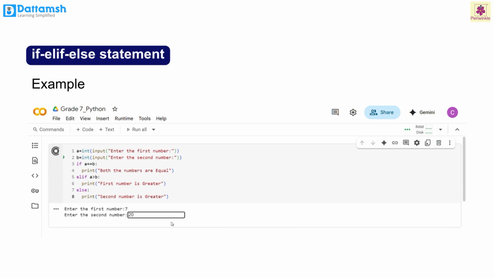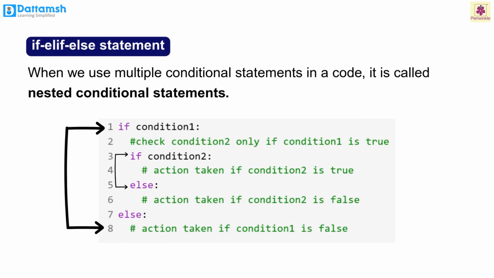The computer will check the first condition. As both numbers are not equal, it will move on to check the second condition. The second condition of the first number being greater than the second number is also false. The computer will now move on to the third condition. As the second number 20 is greater than the first number 7, it will follow the third instruction and print second number is greater. When we use multiple conditional statements in a code, it is called nested conditional statements.